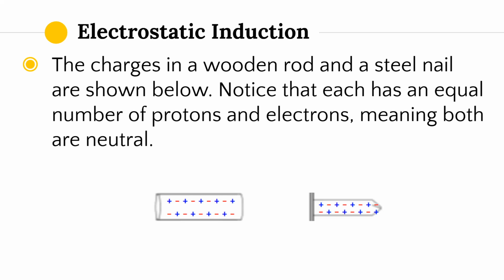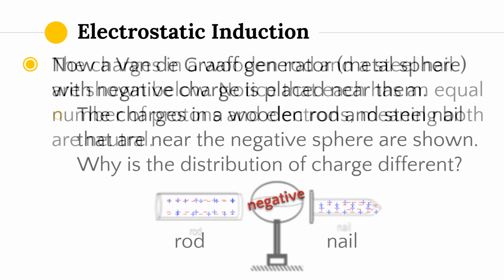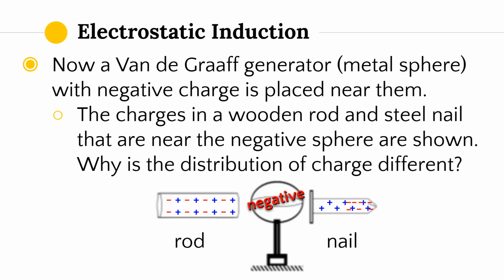So here we have charges in two different materials, a wooden rod on the left, and a steel nail on the right. And notice that each of them has an equal number of protons and electrons, meaning that both of these things are neutral. Nothing has a charge, they're just hanging out. But if you were to bring them next to a Van de Graaff generator, like the one that we had in class last week, that Van de Graaff generates a negative charge. If you bring them nearby, the charges in the wooden rod aren't going to do anything, because they can't flow. Wood is an insulator. But the charges in the nail can flow.